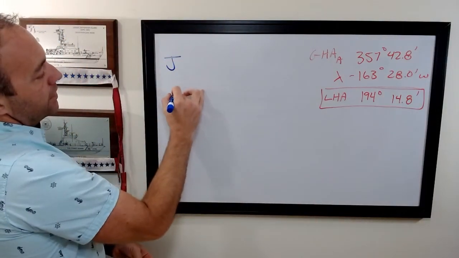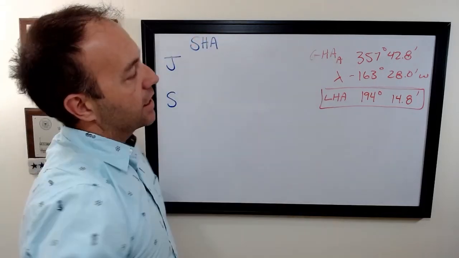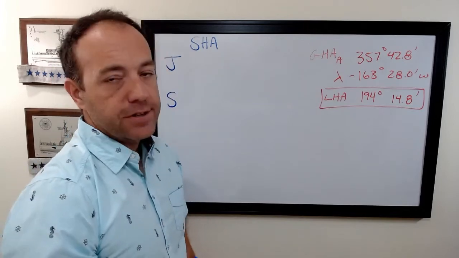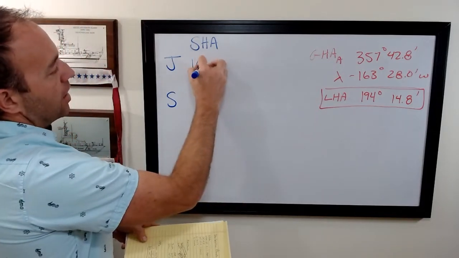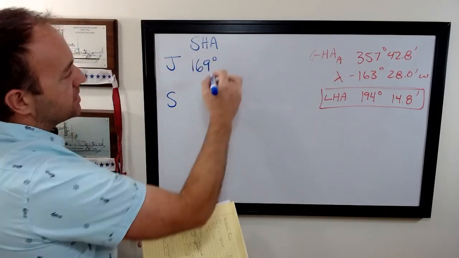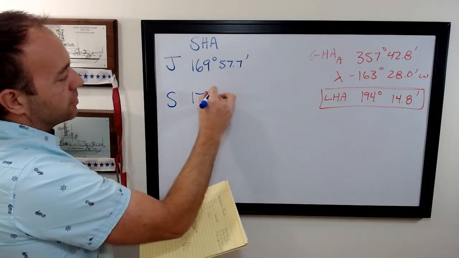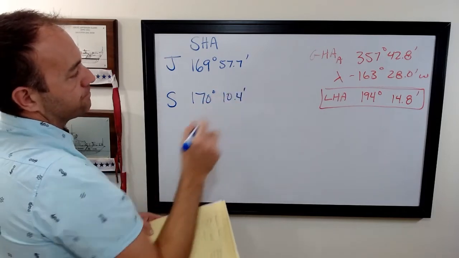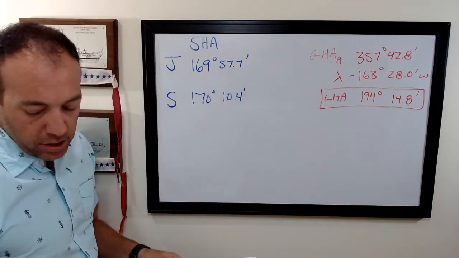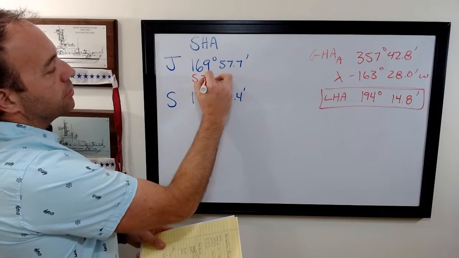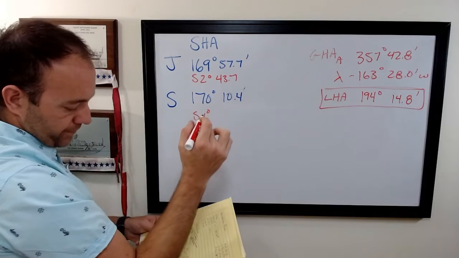For Jupiter and for Saturn, the sidereal hour angle, which is really just what you add to the Greenwich hour angle of Aries in order to find it in the sky, because it's just an offset. So it's related to the longitude of the planet, is 169 degrees, 57.7. The sidereal hour angle of Saturn was 170 degrees, 10.4. And we noted that the declination, I'll just write it here in a different color right below it, was south 2 degrees, 43.7, and south 1 degree, 29.5.